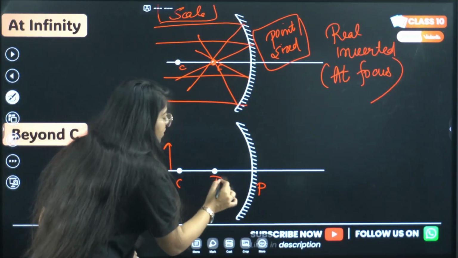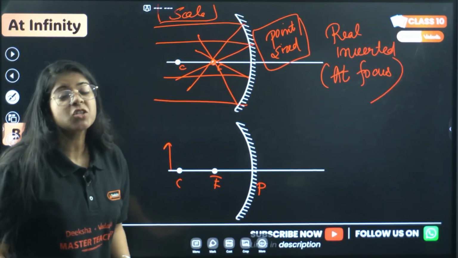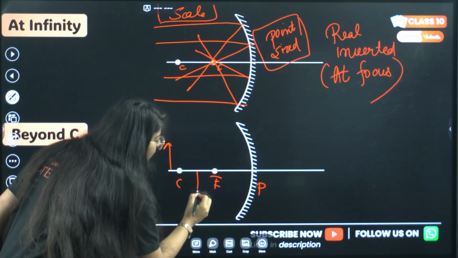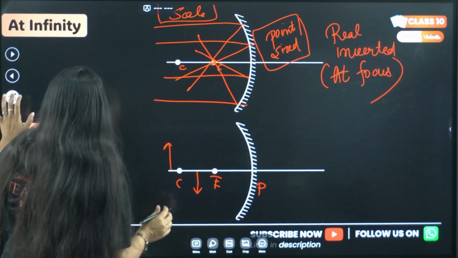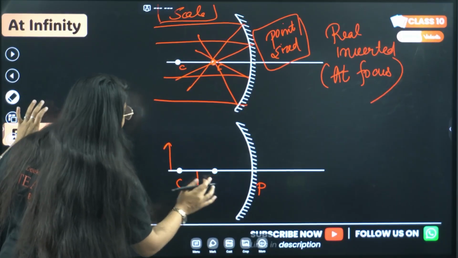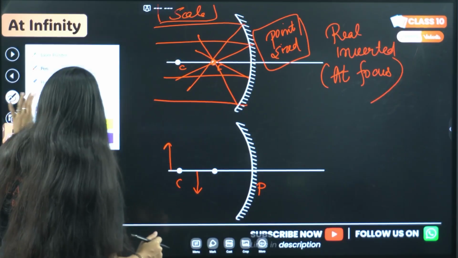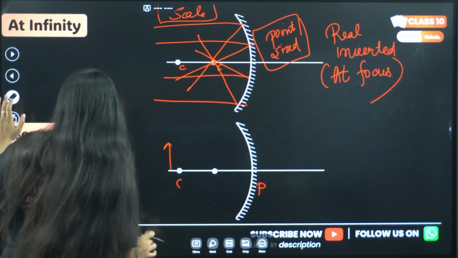Now what we saw, the size of the image is a little bigger but still smaller than the object. So I'll make the image first. Okay, I'll make the position of the image first. Now I'll make the ray diagrams. Now I'll make the light rays.